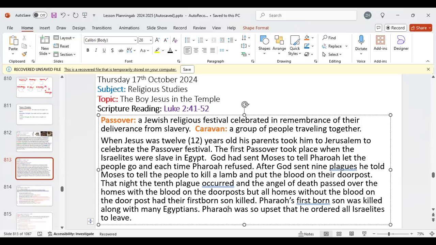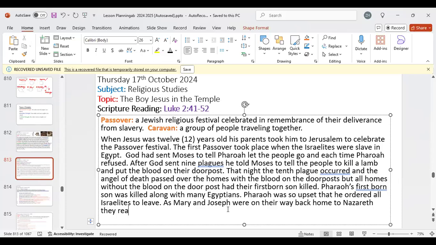As Mary and Joseph were on their way back home to Nazareth. So the Passover already finished, and they're on their way back home to Nazareth. They realized what? That Jesus was not with them.